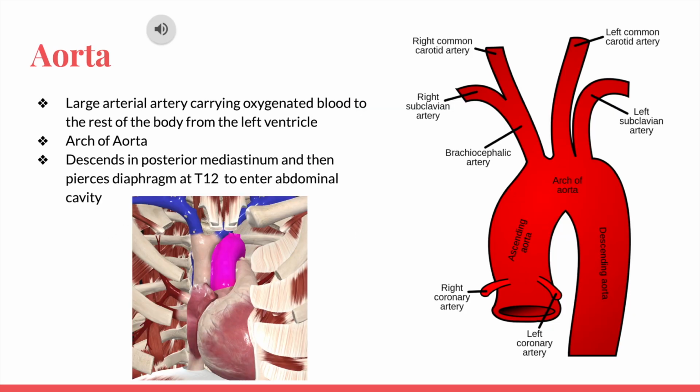The aorta is the large artery that will send blood throughout the entire body from the heart. When the blood is forcefully pushed out of the heart because of the left ventricle, it enters the aorta where it will be distributed to the rest of the body. There's a curved portion of the aorta called the arch of aorta, which we will talk about next.